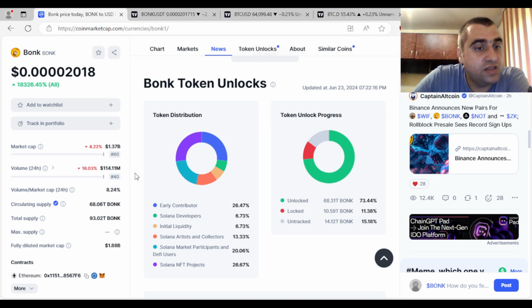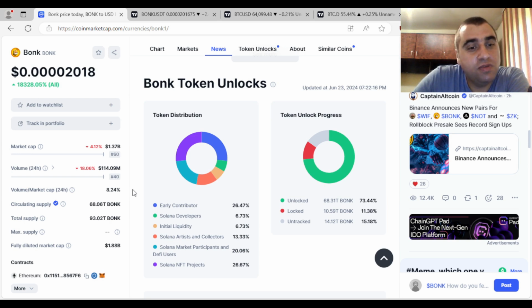Last time the volume in the last 24 hours, if I recall correctly, was at position 17. Right now it is at position 40. So what happened since 2 months ago when I made the previous video? We had an unlock of BONK tokens. Back then we had a circulating supply of around 65 trillion BONK tokens, 65 and a little, and right now we have 68.06 trillion BONK tokens. So it is basically an unlock of almost 3 trillion BONK tokens.